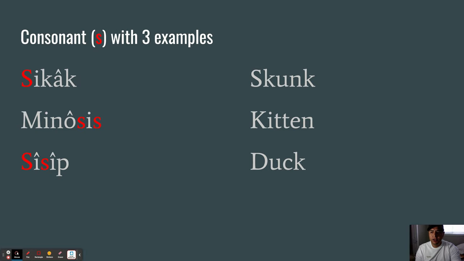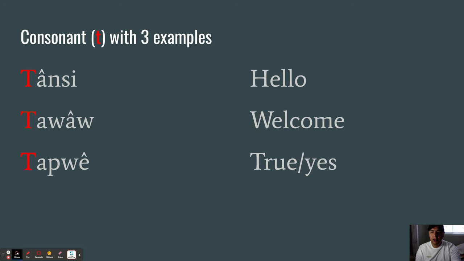Consonant S with 3 examples. Sigak, sigak, skunk. Minosis, minosis, kitten. Siseep, siseep, duck. Consonant T with 3 examples. Tanse, tanse, hello. Tawau, tawau, welcome. Tapwe, tapwe, true or yes.